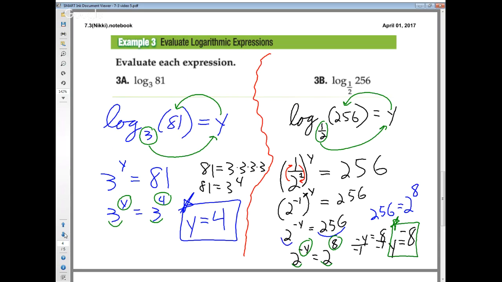And just like that, we've used not only the loop method, but also our skills of solving exponential equations to solve logarithmic expressions. So if you have any questions that you want to ask in class tomorrow, go ahead and write those down so that you don't forget.